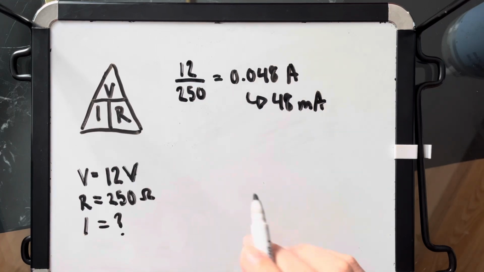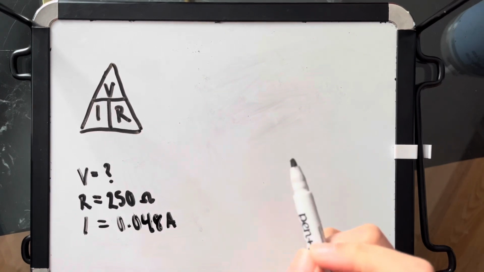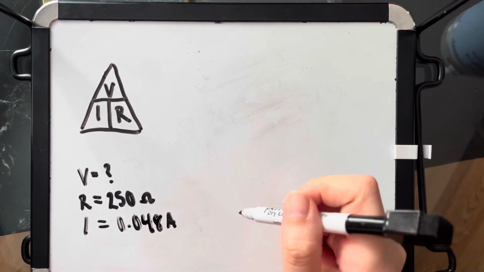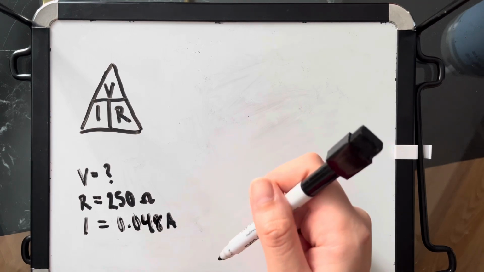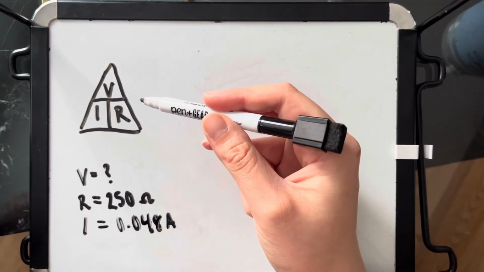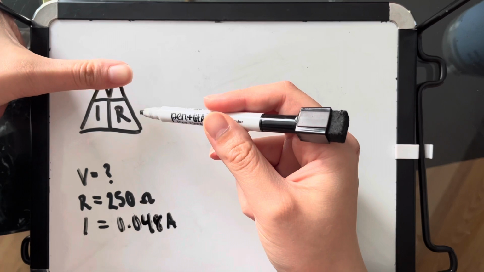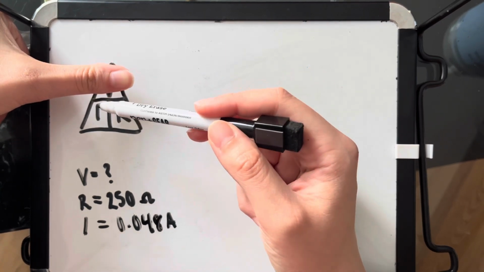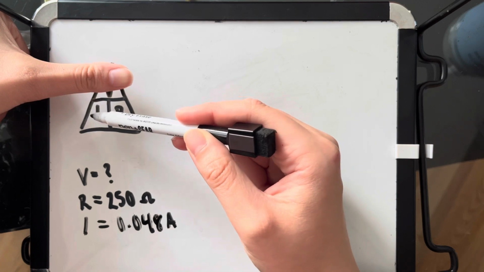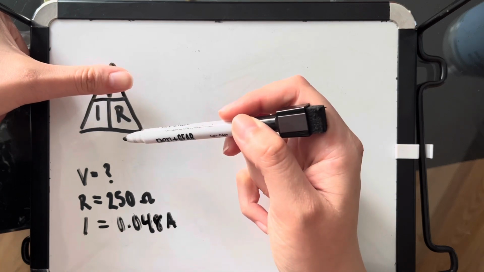So let's solve another problem with the same numbers. We're going to do a problem using the same numbers we had from last time, but this time to find voltage. We look over at our chart here, and we cover the voltage. To find voltage, you have to multiply the current times resistance.